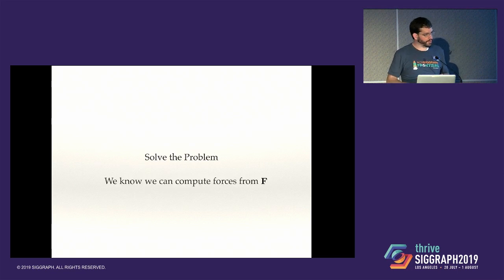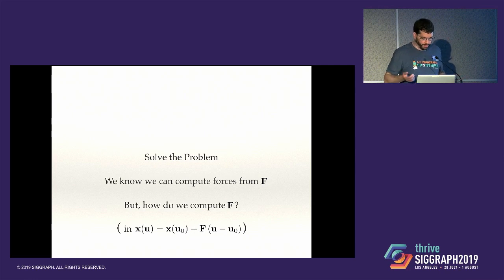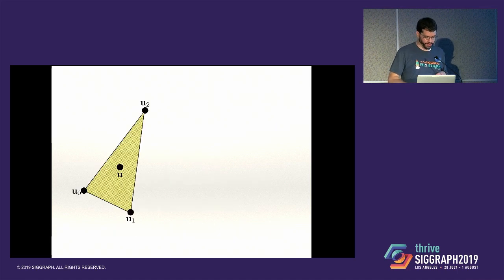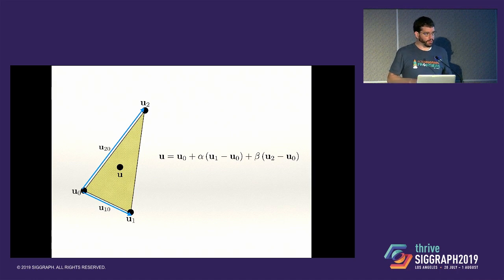So we know we can compute forces from F, but how do we compute F? And this is the F in x of u equals x of u naught plus F times u minus u naught. So let's look at some point u in our original triangle. What we'll do is we'll draw vectors along the edges. So this is a vector from u0 to u1 and a vector from u0 to u2. And we can then say that the point u is going to be u0 plus alpha times u1 minus u0 plus beta times u2 minus u0. So we have barycentric coordinates, though just a different representation. Instead of having alpha, beta, gamma, we just have alpha and beta now.